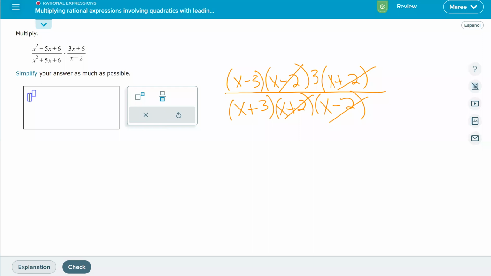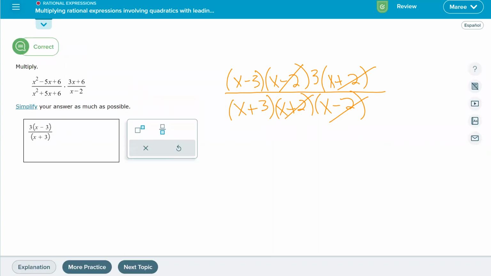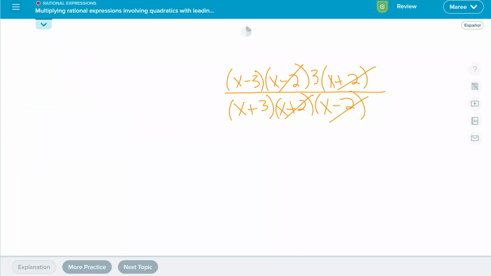So our final answer will be 3. We like to have our number parts in front of our parenthesis part. So 3 parentheses, x minus 3 in parentheses divided by x plus 3. And we can't cancel those because one has a minus sign and one has a plus sign. So let's leave them that way.